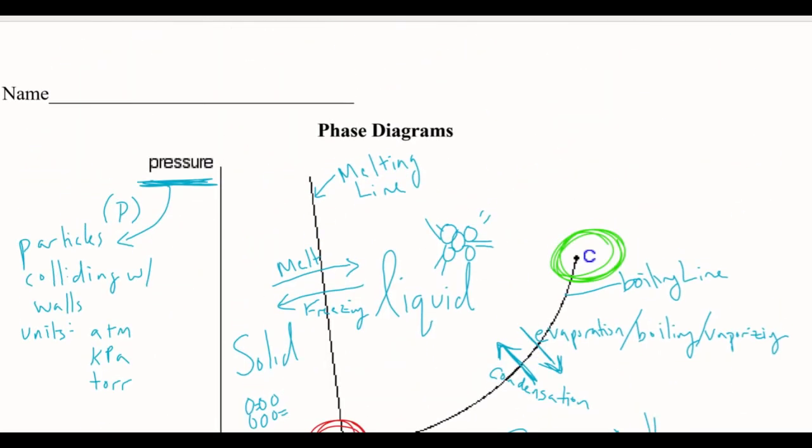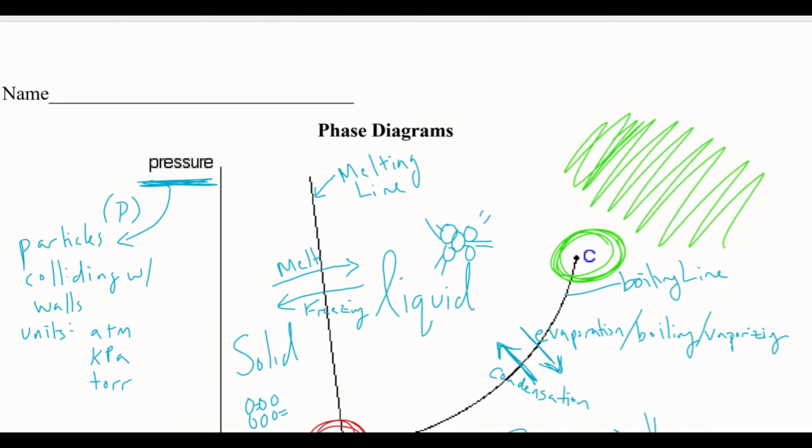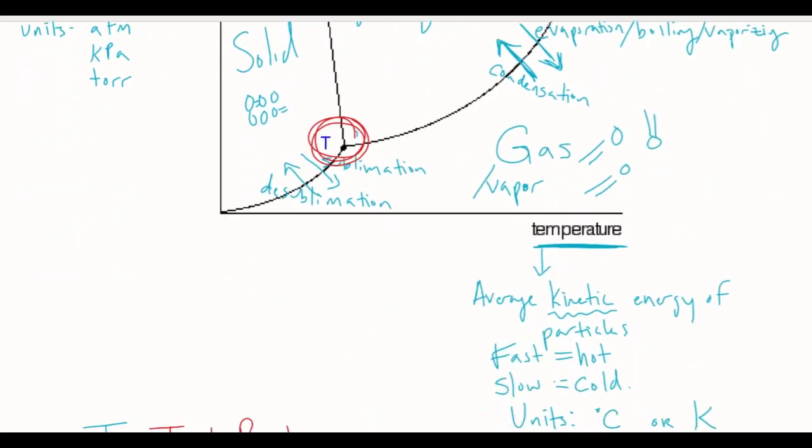So when we look at this graph on the top over here, this whole area is just both. That is the critical point area. It is a liquid and a gas at the same time.